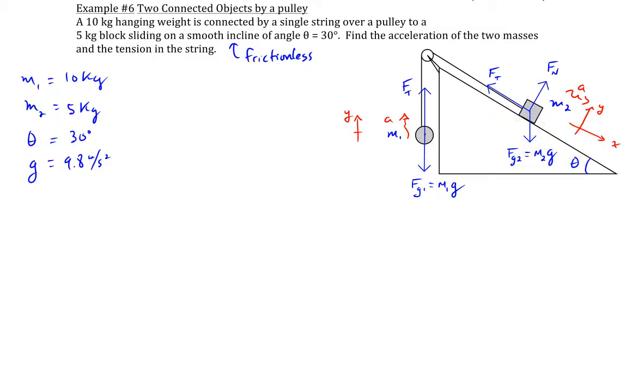I believe I mentioned this earlier. The tension here and the tension here are identical in magnitude. The only difference that's occurring here is the direction. This will be pulling this block up along the inclined plane, and this will be pulling the hanging weight straight up vertically. But because this pulley is frictionless and massless, we can say that they will have exactly the same magnitude.